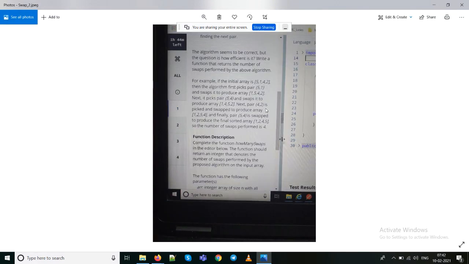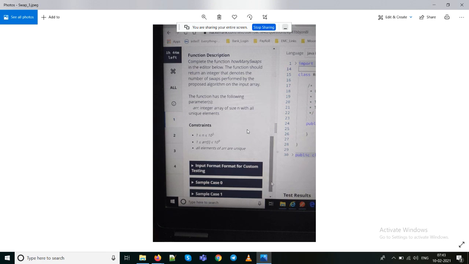So as you can see in this example, they are saying the initial array is this, and during the first pick, they pick the five one and then swap it to produce something like this. This is all about the function description that they are telling with the example. What they want from you is a method that tells how many swaps are required to get the desired output. For example, here they are saying the number of swaps performed is 4 to sort the whole thing. And I think this is the last part, where they are putting in some constraints.